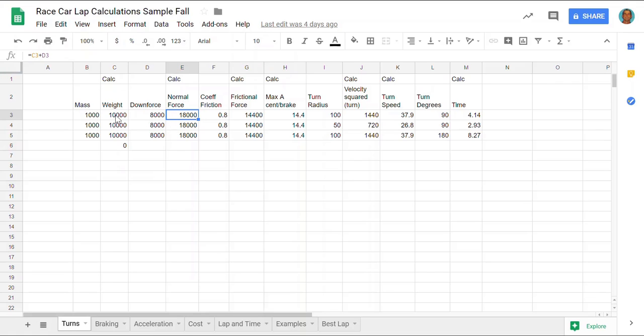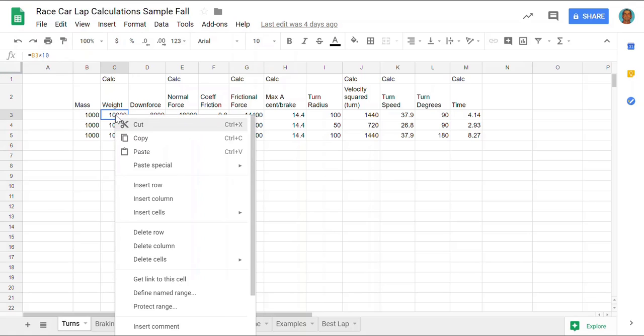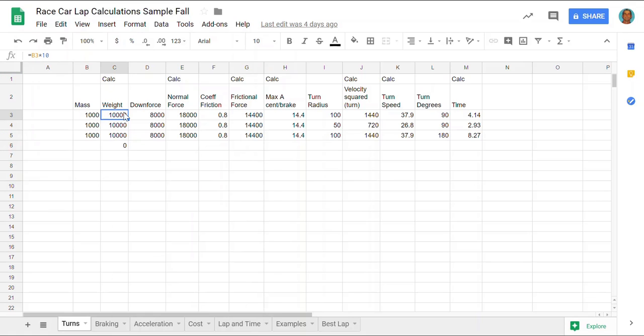I've already put that formula in the cell. So let's say I selected a car that was a little bit lighter, and I put in the value 900 kilograms. Note how the weight and the normal force all dropped. Frictional force also dropped. And what does it look like? Our maximum centripetal braking? Yes, that looks like that may have dropped as well.